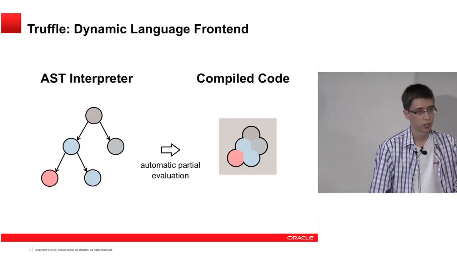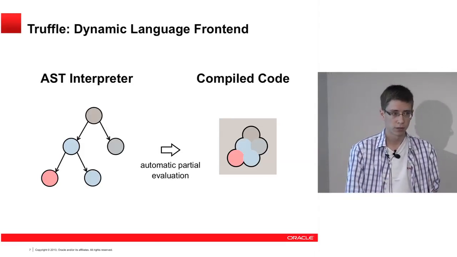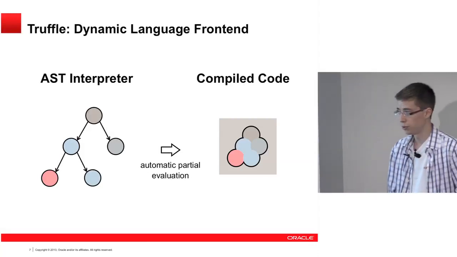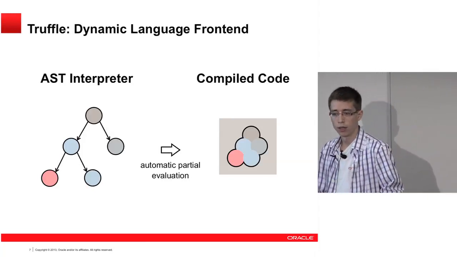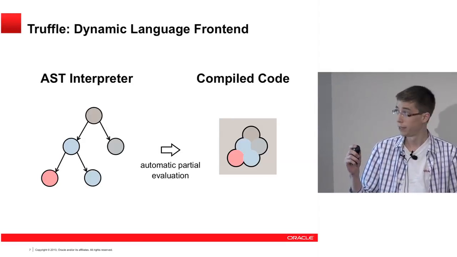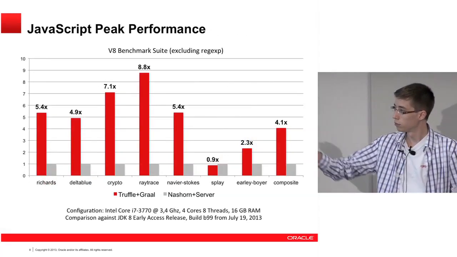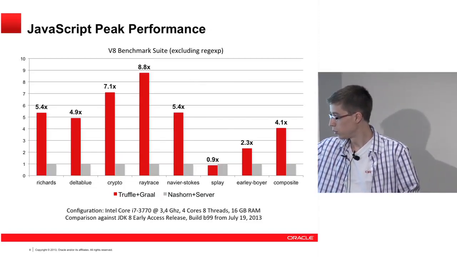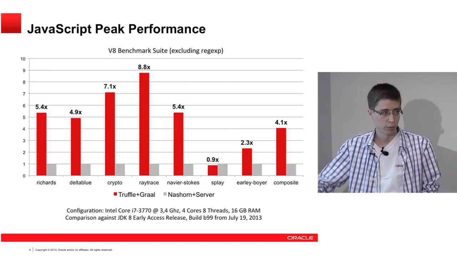So we have done performance measurements of Truffle plus Graal of an experimental JavaScript implementation that has a completeness of 95% on ECMAScript 2.6.2 versus Nashorn running on the server compiler. So we have done peak performance measurements on the V8 suite. These are our current results. You can see on the bottom the benchmarks of the V8 suite: Richards, DeltaBlue, Crypto, Raytrace, Navier-Stokes, Splay, EarleyBoyer, and then a geometric mean composite.